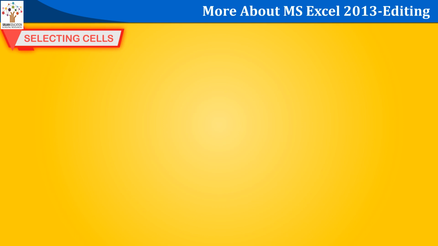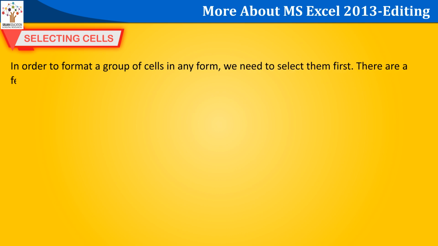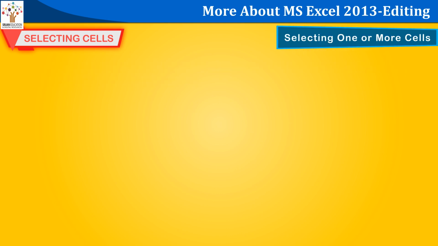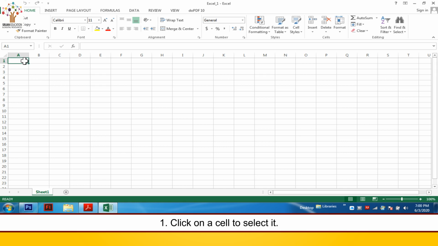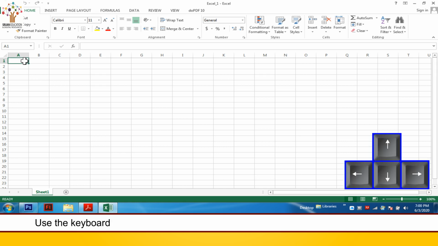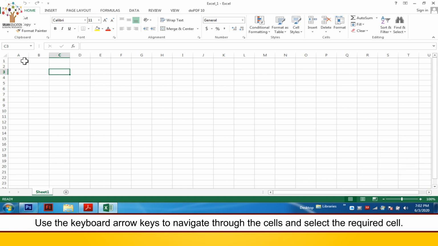Selecting cells. In order to format a group of cells in any form, we need to select them first. There are a few ways in which we can select the cells. Selecting one or more cells. Click on a cell to select it. Or use the keyboard arrow keys to navigate through the cells and select the required cell.